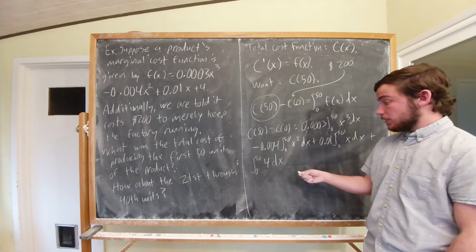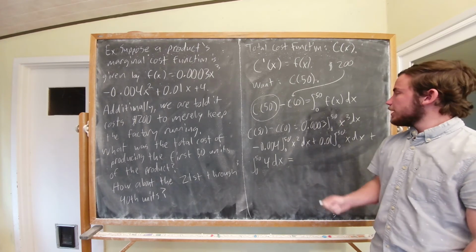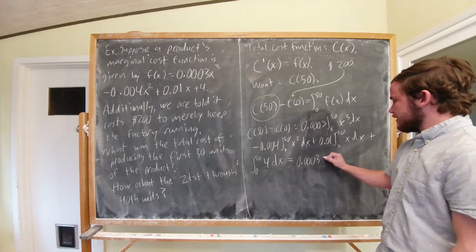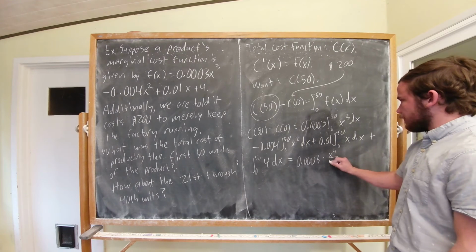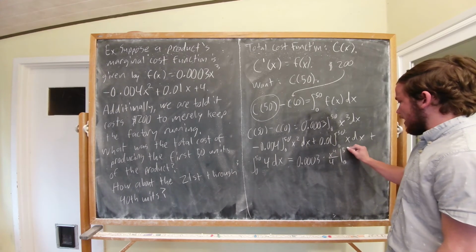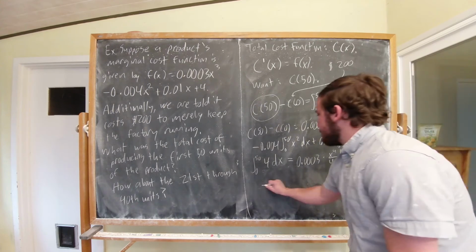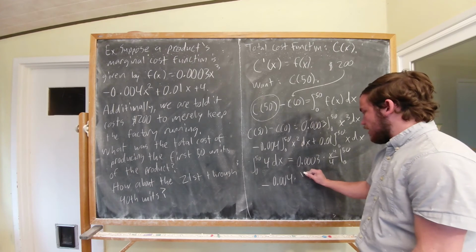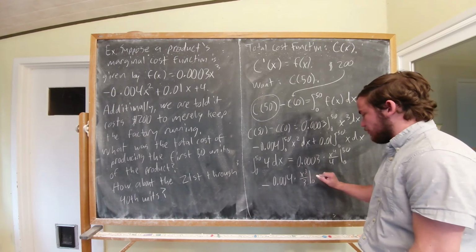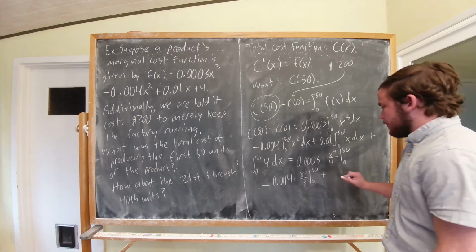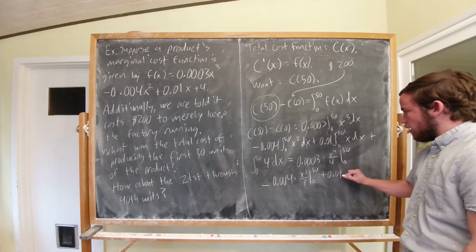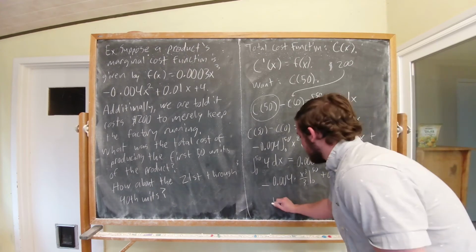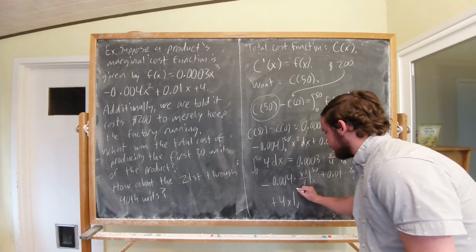All right. So, if we start computing all of these integrals, that's 0.0003 times x to the 4th over 4 between 0 and 50 minus 0.004 times x cubed over 3 between 0 and 50 plus 0.01 times x squared over 2 between 0 and 50 plus 4x between 0 and 50.